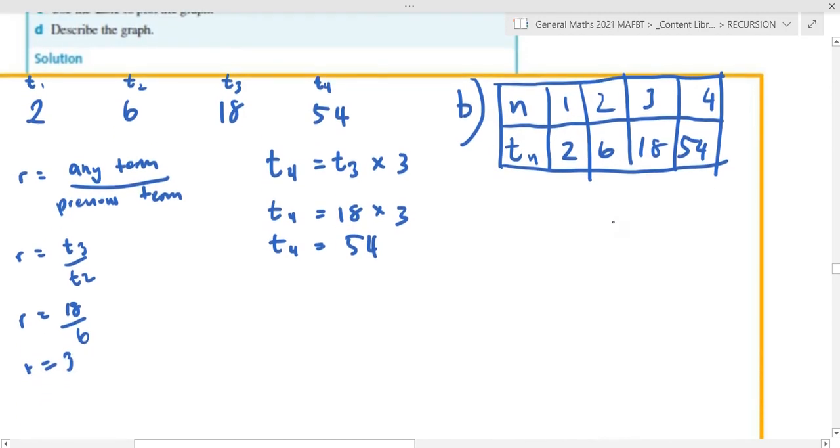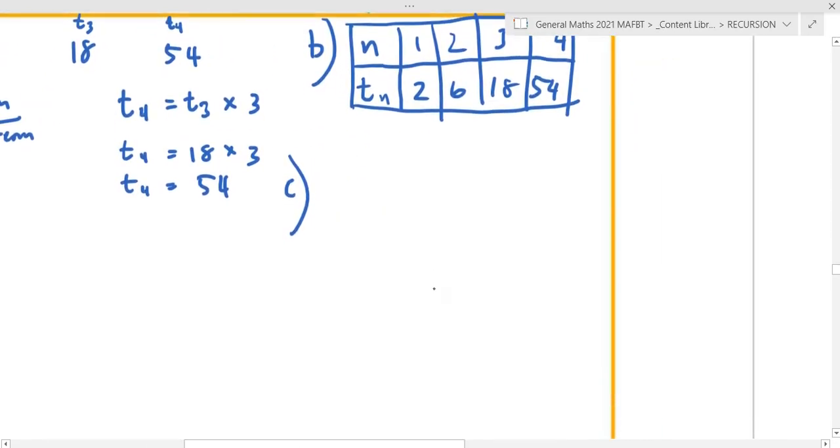Cool. Part C, graph that. Nice and easy. Again, it's similar to the arithmetic. But what do you think is going to be the difference here with the graph? For arithmetic, the line is going to be straight. But what do you think will happen for geometric? What did you say, Leah? It's going to curve. Good. For your geometric lines, it will curve.